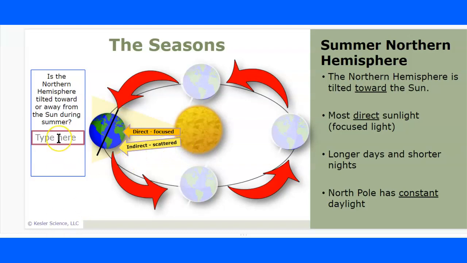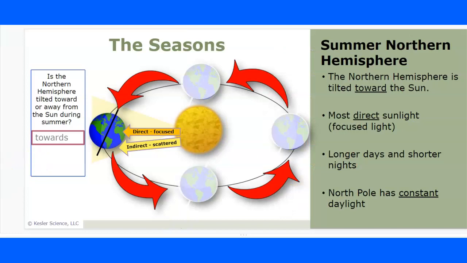All right. Is the northern hemisphere tilted toward or away from the sun during summer? Again, we're going to look at the northern hemisphere. Is it tilted to the sun or tilted away from the sun? As you can see, it's tilted more towards the sun. So your answer here would be towards.